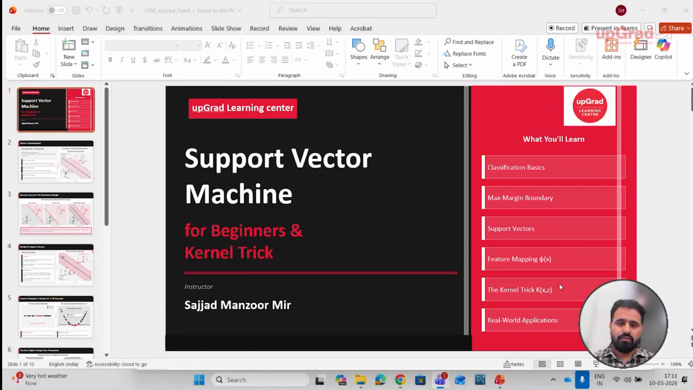In this session, we are going to talk about the support vector machine for beginners and the kernel trick. Regarding this topic, we know it's one of the most important machine learning algorithms that we use. In this session, we will talk about what classification is, how we do classification with the help of the support vector machine, what the maximum margin boundary is, what support vectors are, what feature mapping and the kernel trick are, and how we use support vector machine in real world applications as well. I'm your instructor, Sajjad Manzoor, and let's get started.